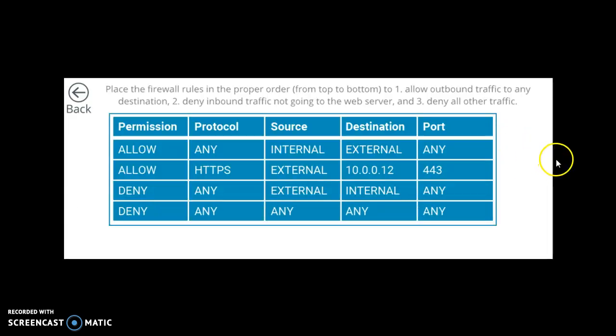So as you can see, the answer, we drag and drop to make this work. Number 1 is allow any internal to external off of any port. Part number 2: allow HTTPS, source external, destination 10.0.0.12, the web server, and 443 is going to be the port for that. And then the third one, deny all other traffic. Deny any external to internal, so anything else that's coming at us that's not going to the web server, we're going to block it. And then we're always going to end on deny any.